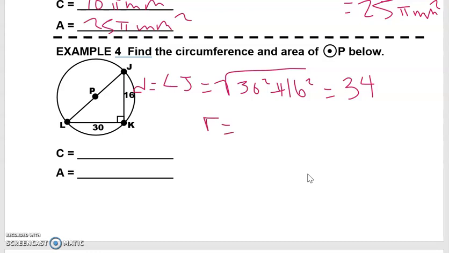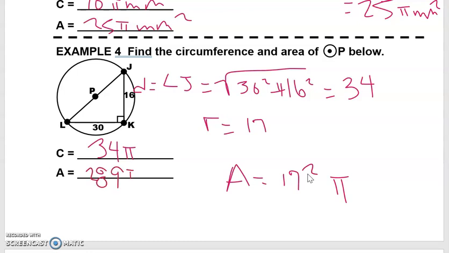Okay, so the diameter is 34. That means the radius is half of 34, which is 17. Okay, circumference is diameter times pi. So 34 pi. And then the area is pi r squared. So 17 squared is going to be 289 pi.